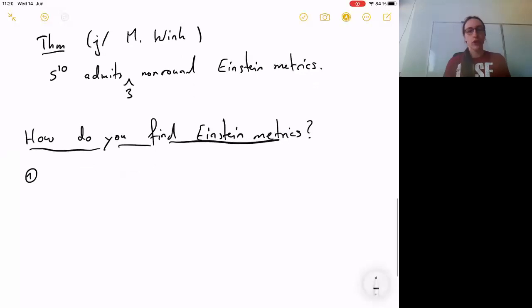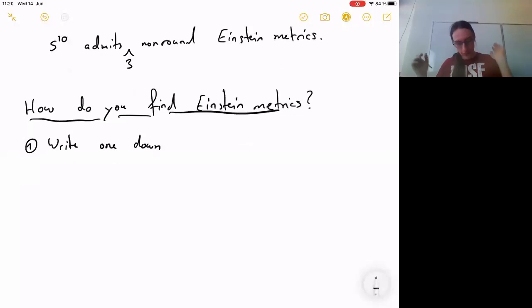Okay, so the trivial way is to just write one down, which of course most examples of Einstein metrics, you know, probably fall in this category, but there's a huge drawback, which is that if this isn't easy, it's usually impossible. If the metric is in some non-trivial way dependent on the PDE, probably it's literally impossible to write it down in closed form, and then you're going to be out of luck.